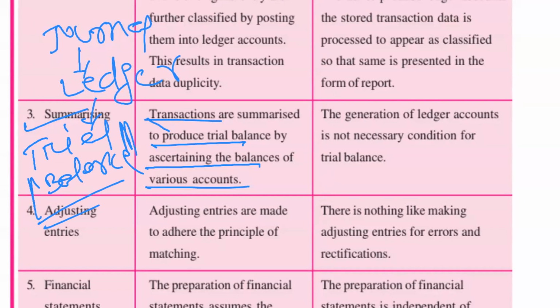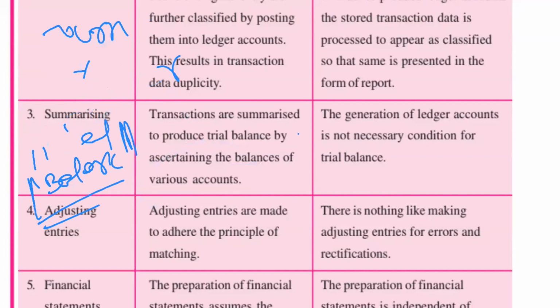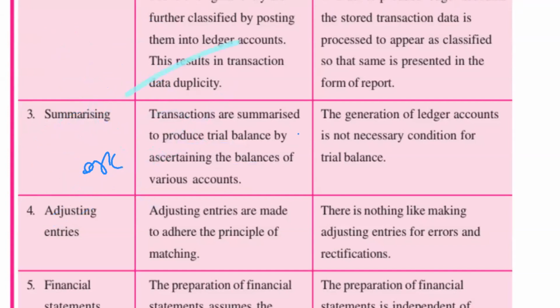But under computerized accounting system, the generation of ledger accounts is not a necessary condition for trial balance. It is not necessary to have ledger accounts to produce a trial balance. Without ledger accounts, trial balance can be produced under computerized accounting system. But under manual accounting system, you have to prepare the ledger to prepare the trial balance.